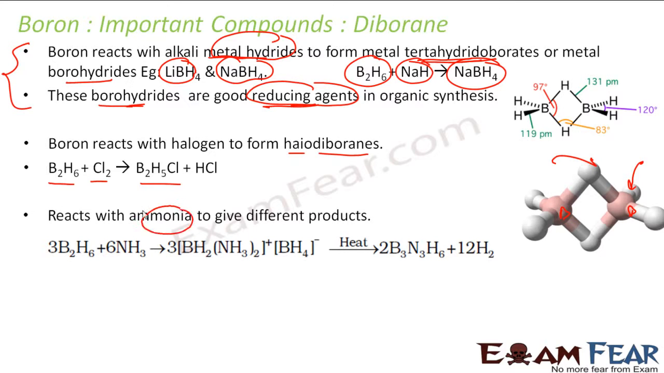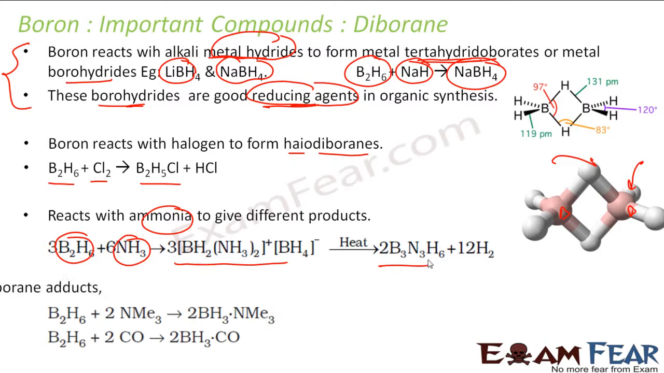Diborane also reacts with ammonia to give different products. For example, this is diborane B2H6, right? You react with ammonia, you get this compound. The moment you heat it further, you get this compound. So you get different products based on the amount of heat you apply.